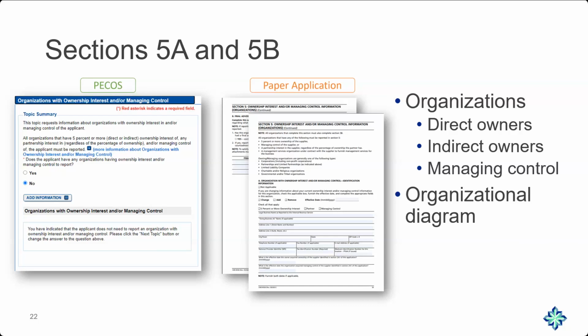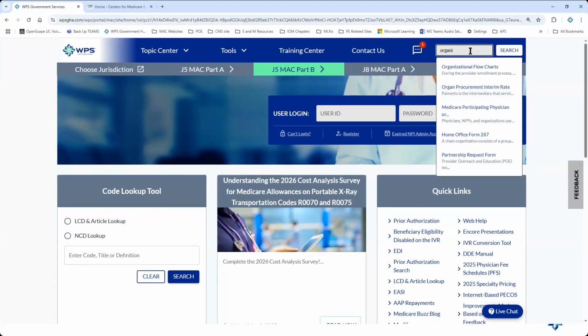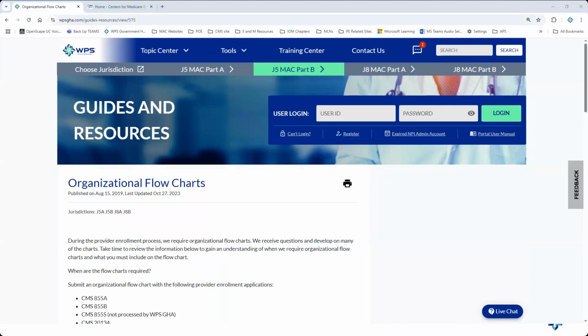So you do have to report all organizations that have a direct ownership or an indirect ownership, which would mean you could have a parent company that also has a parent company. And so you'd need to list both. Again, that can get confusing, but that is where organizational structure charts of the entity that's enrolling will show that hierarchy. And we do have some information out on our website. And I'm going to take you out there. It's under the Provider Enrollment Topic Center, but I typically just search for it. Organizational flowcharts. And I didn't include this in the links I prepared for today, but I am going to add that to the chat.